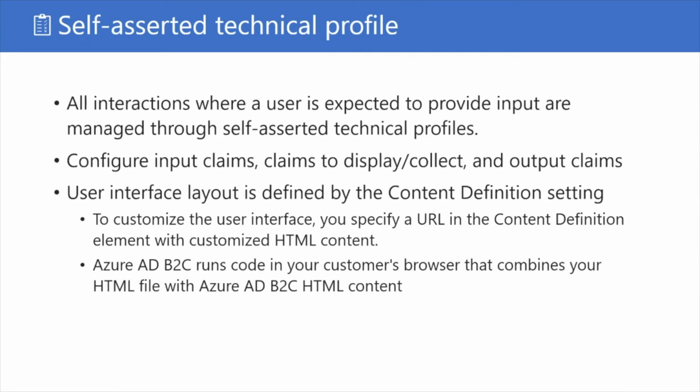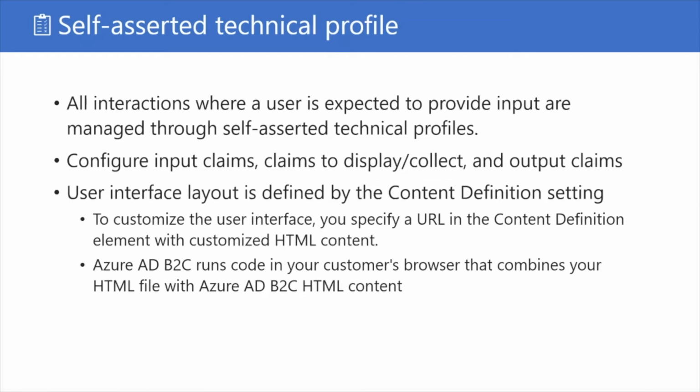You specify what claims will be displayed or collected from the end user, and then what output claims will end up getting pushed back into the claims bag when the user is done with the particular user interface screen. The layouts of user interfaces in Azure AD B2C are defined by the content definition setting on the self-asserted technical profile. You can customize the user interfaces by specifying a URL in the content definition element with customized HTML content, and you can get pixel-specific definition of the layout of the user interface elements in your Azure AD B2C user interfaces.